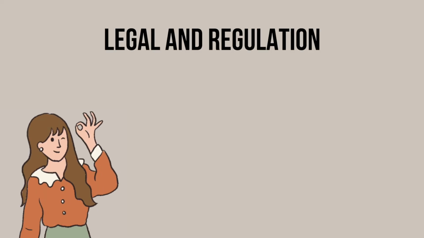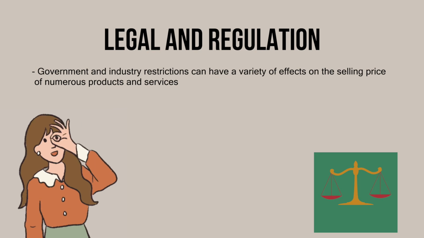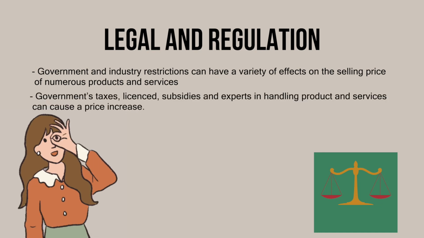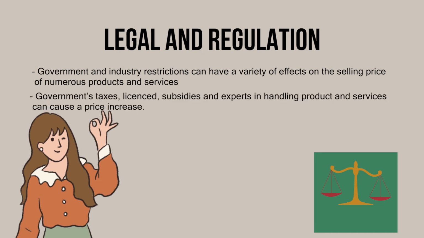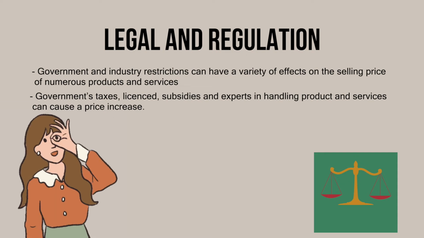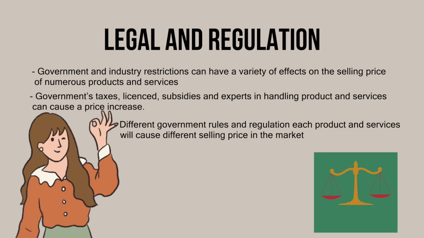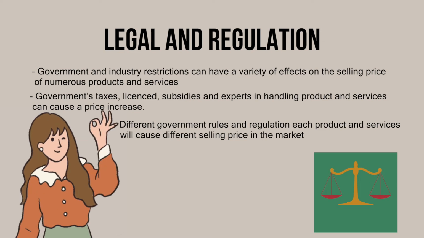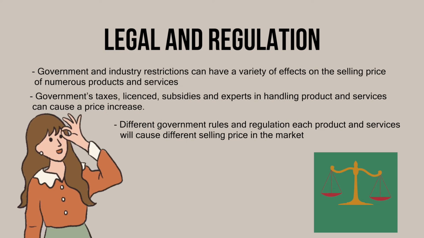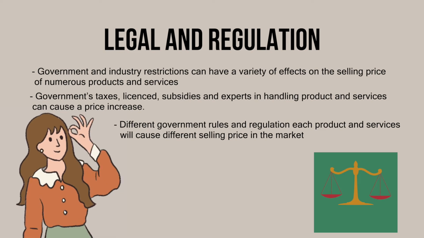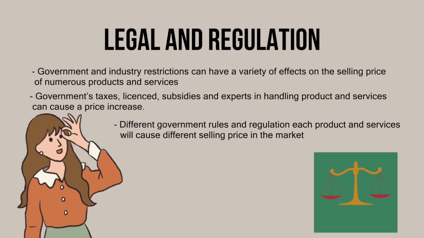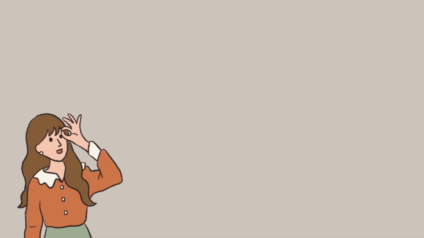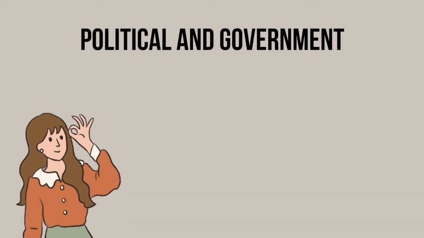The third one is legal and regulations. Government and industry restrictions can have a variety of effects on the selling price of numerous products and services. Government's taxes, licenses, subsidies and exports in handling products and services can cause a price increase. Different government rules and regulations for each product and service will cause different selling prices in the market. When we understand the various ways regulations can affect pricing methods, we will be able to take proactive steps to improve our sales as soon as we hear about the regulations' impending arrival or as soon as they have already arrived.